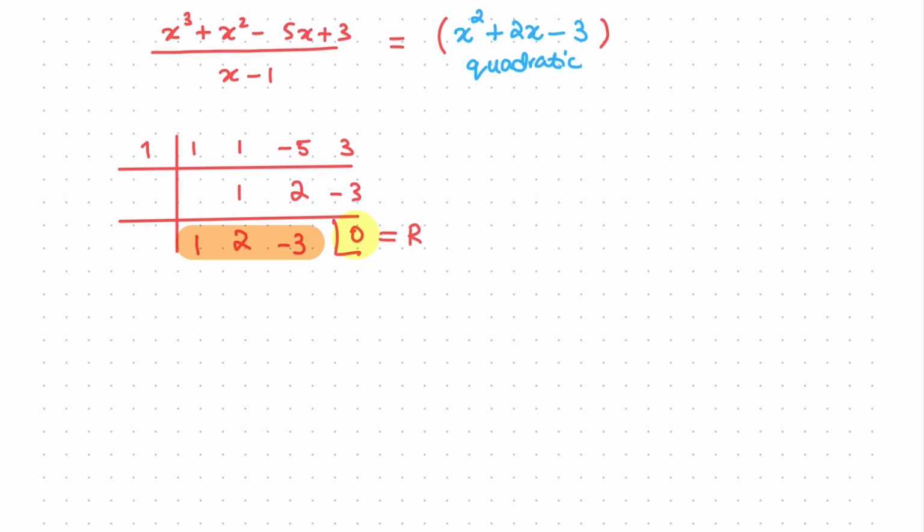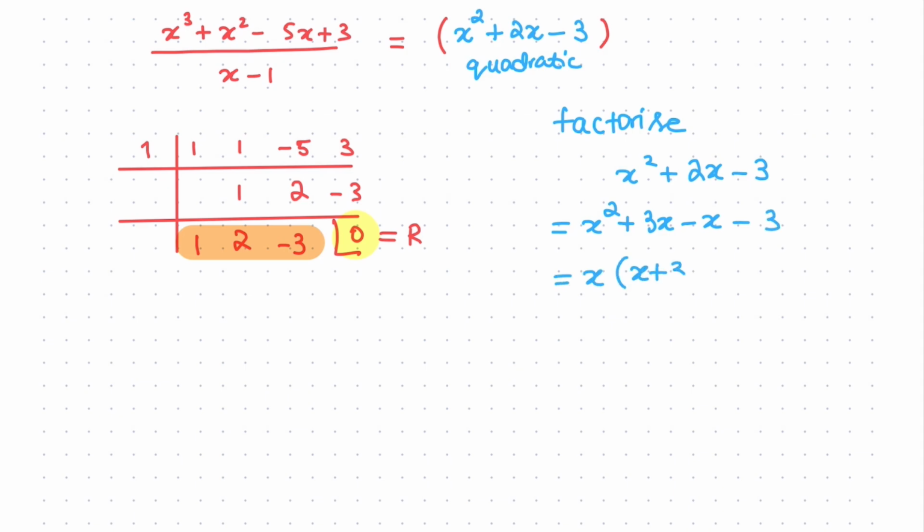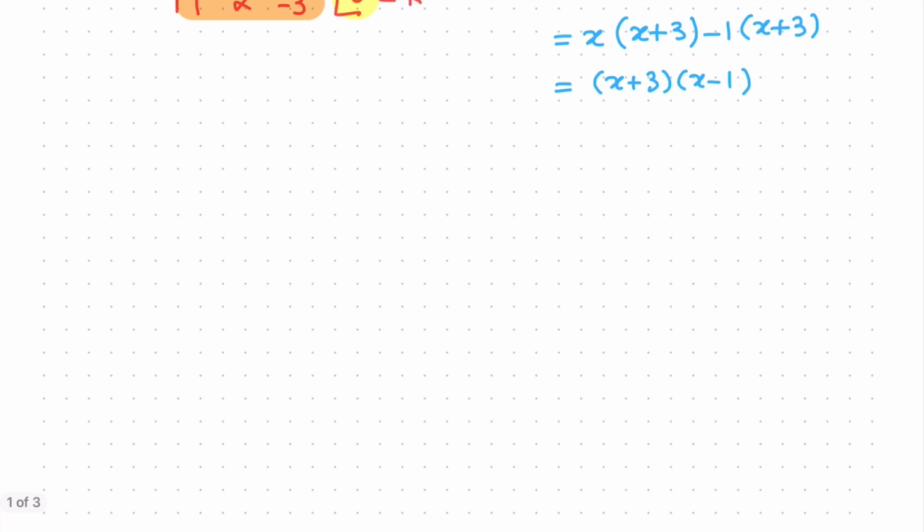And now we can factorize this quadratic. So factorize x squared plus 2x minus 3. We can split the middle term, so we can write this plus 2x as plus 3x minus x. We can factor out x from the first two terms, we get x plus 3, and minus 1 from the second two terms, we get x plus 3. So this is equal to x plus 3 times x minus 1. And now we have it completely factorized.